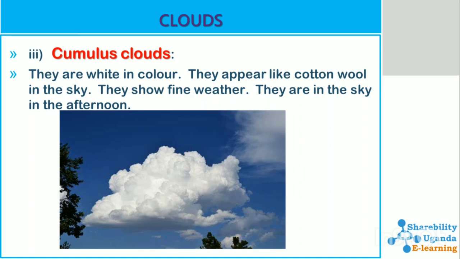Then we have what we call the cumulus clouds, which are very white, very clear white. They appear like cotton wool in the sky. They show fine weather when it's not too hot and when it's not too cold. When the weather is just 50-50, you understand? The type of clouds that bring about that is called the cumulus clouds.